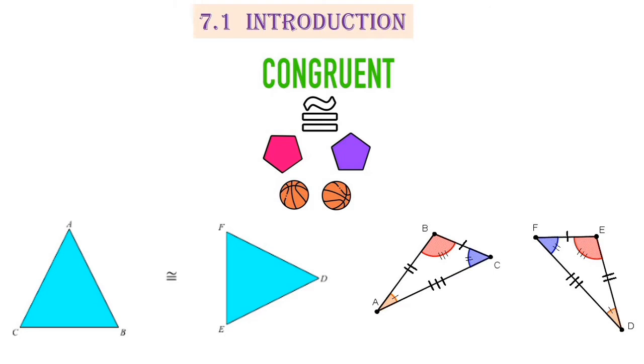Here we observe that one stamp covers the other completely and exactly. It means both the revenue stamps are of the same shape and same size. Such objects are called congruent objects. Both the stamps are congruent.